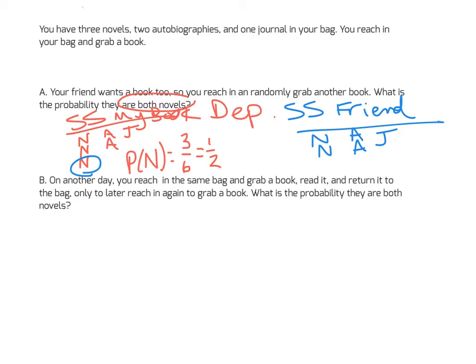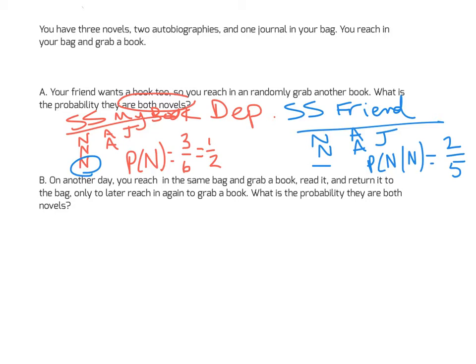But for my friend to get a novel, it needs to be the probability of getting a novel, given that I've already picked up a novel. So now there's only 2 novels left. And the total has changed as well, and there's only 5 books total left. So her probability for getting a novel is different than my probability for getting a novel.